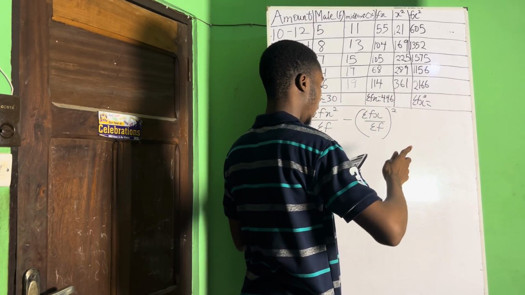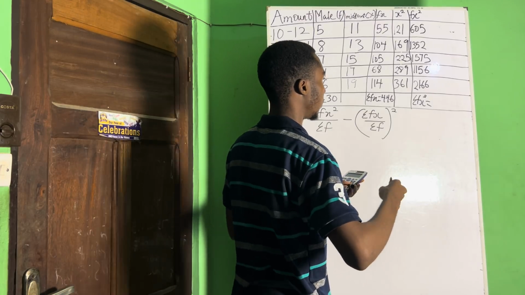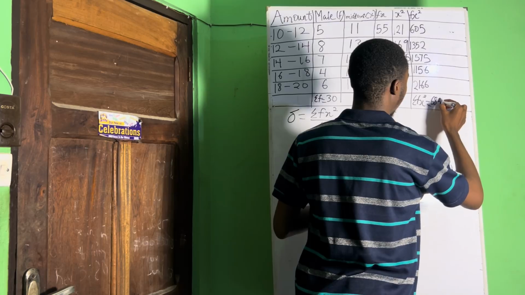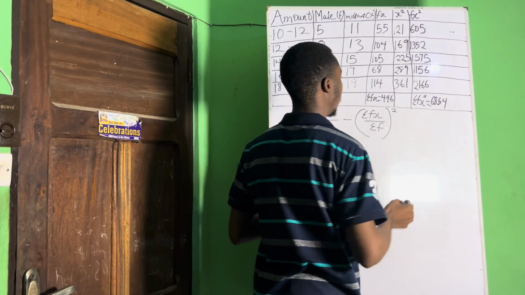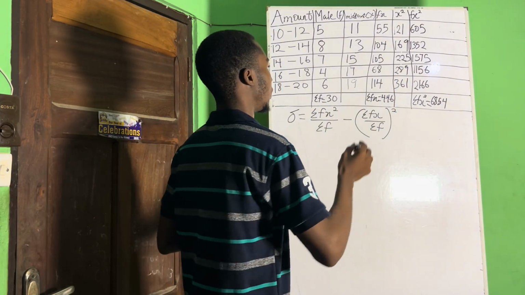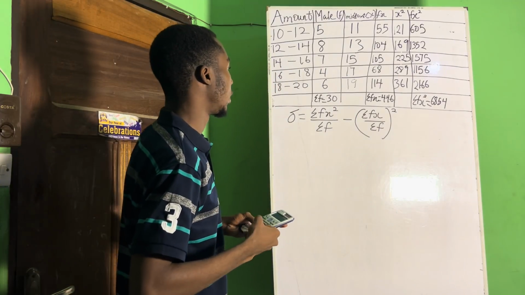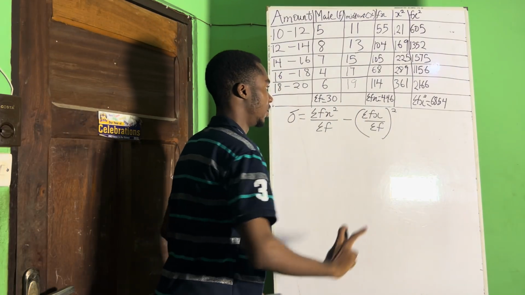So when you add all of them, you should get 6854. You can also do it on the calculator, so be sure you are getting the same thing, 6854. So our sigma fx squared, which is what is here, is 6854. Now you realize that we've got all the things we need in the formula.